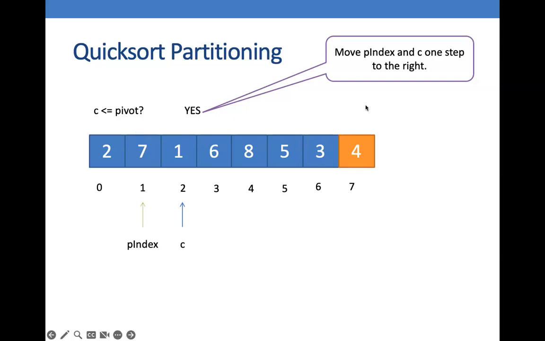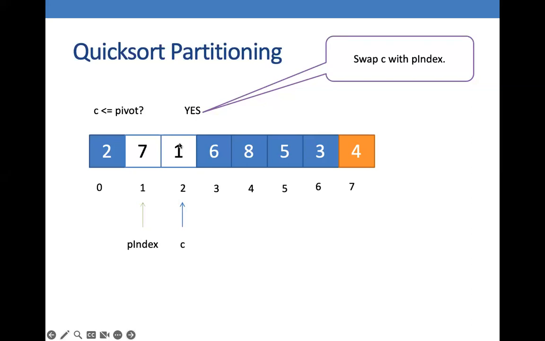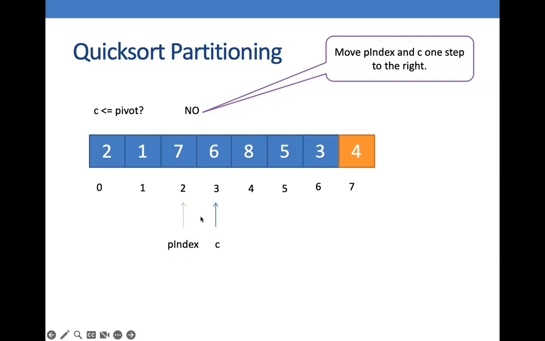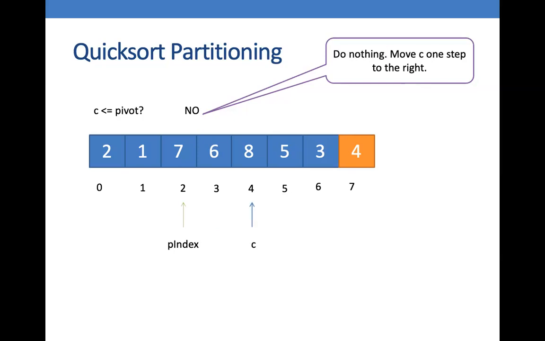So what we are going to do again is swap this current value C with the P index. Okay, swap, and then increment the P index. So P index is now 2, and C will also be incremented, so C has moved one step to the right. Okay, now let us compare. Is C less than or equal to the pivot? No, because we can see here that C is greater than 4.